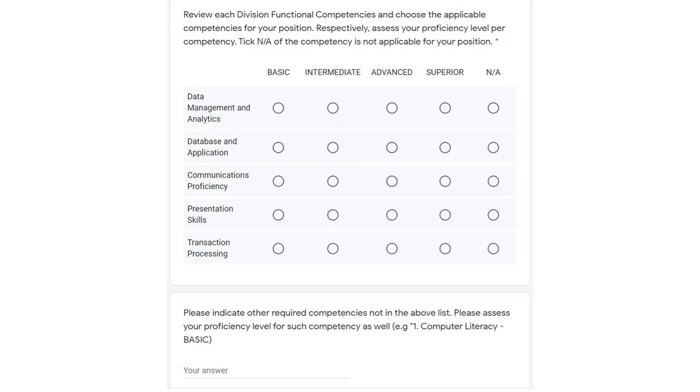This is another illustration of how we measure competency in our positions at the Department of Transportation. Our measurement is about basic, intermediate, advanced, superior, and not applicable. This is for the divisional functional competencies. It's for the division, it's not for the individual.